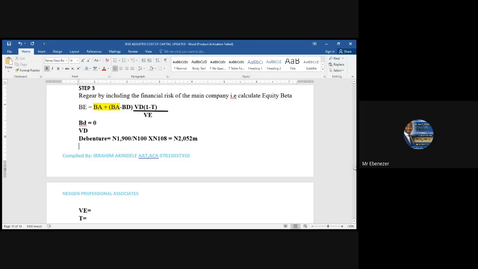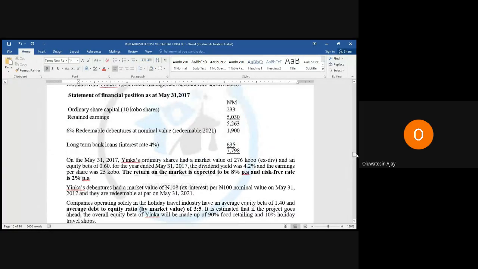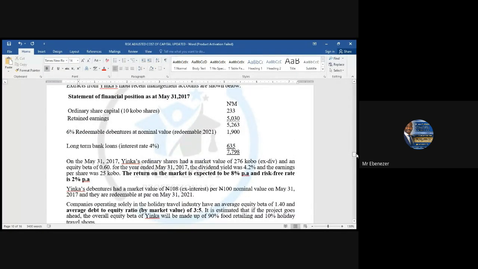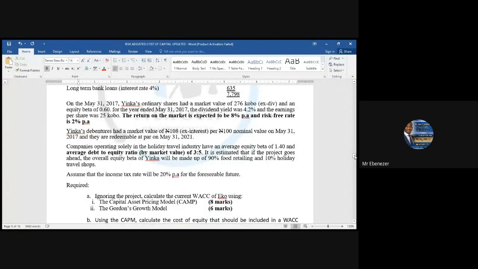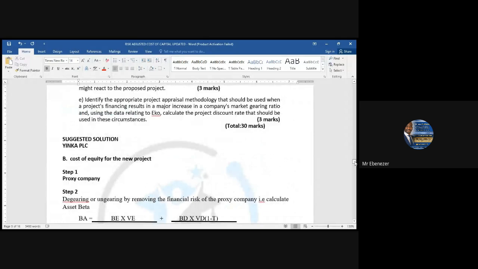We have another debt there. Let me check. We have bank loan, right? What did they talk about? What is the bank loan? No information. So the book value of the bank loan becomes the market value of the bank loan class. It is 635.